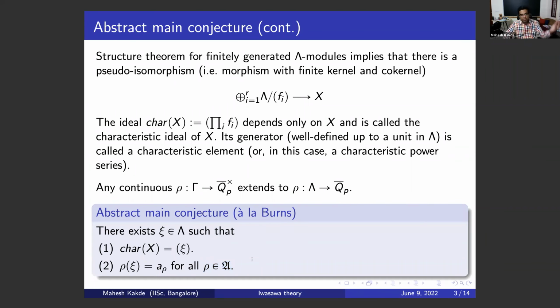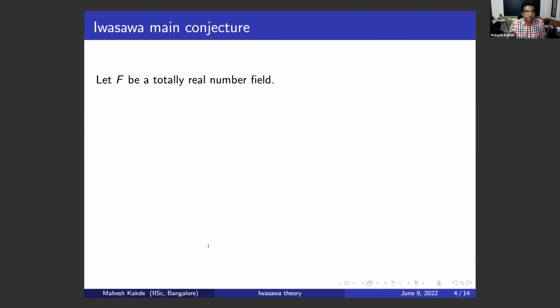So it's an arithmetic invariant which is related to L-values. That's what the main conjecture looks like, and if you have seen this, the statement wouldn't be surprising at all. Okay, so Iwasawa main conjecture.